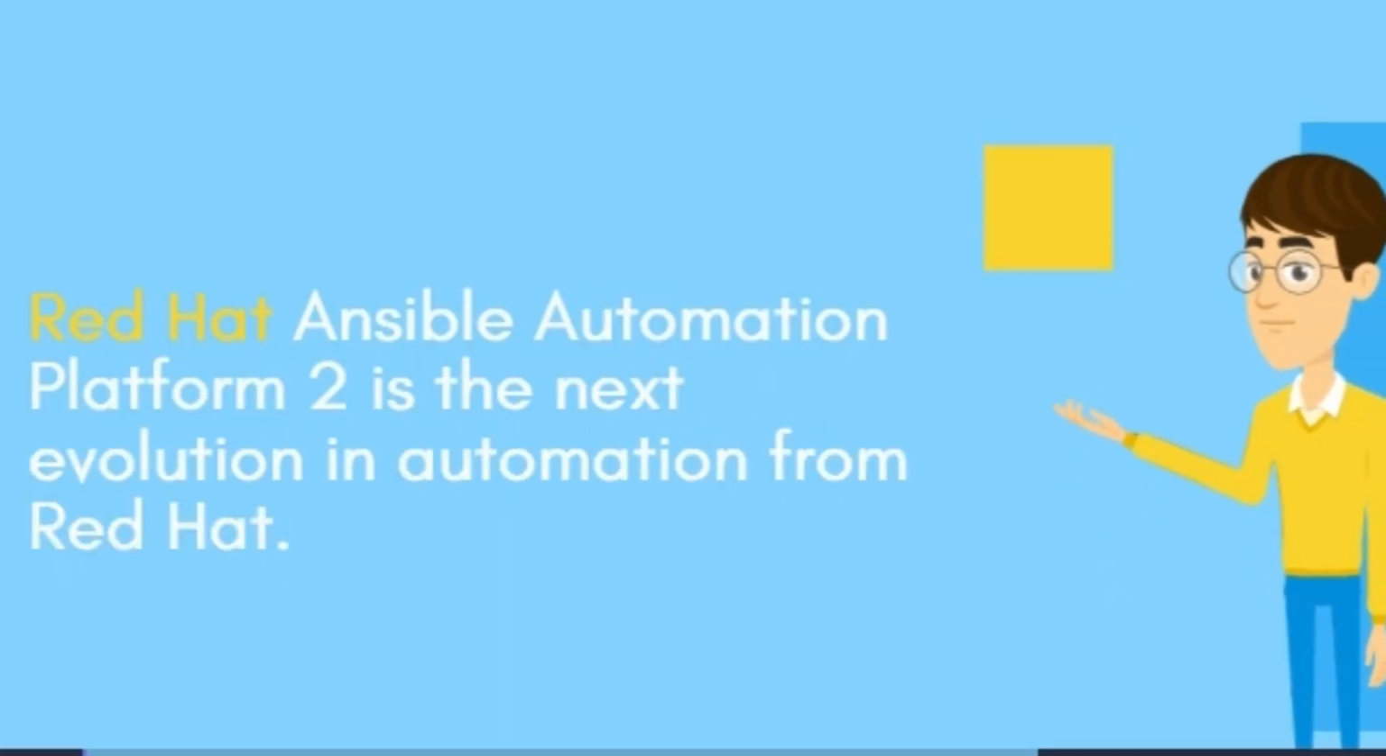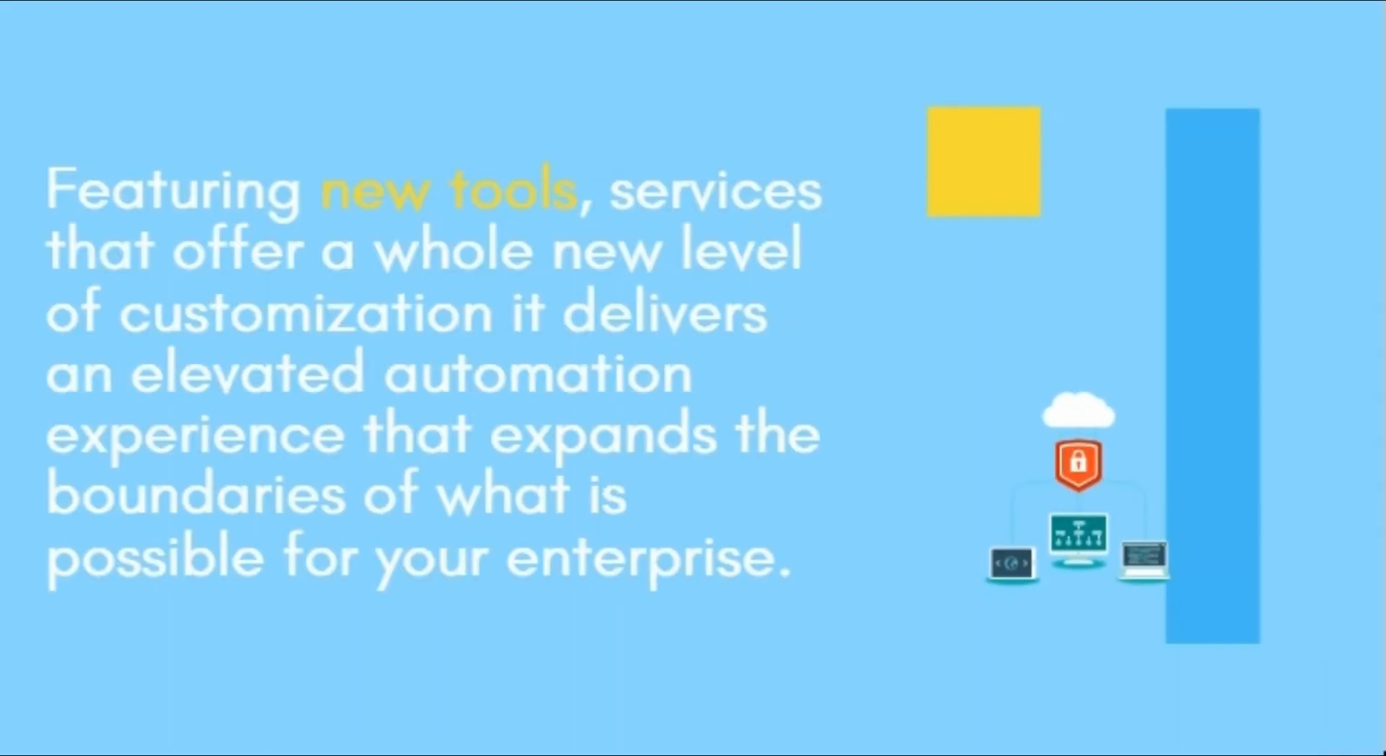Red Hat Ansible Automation Platform 2 is the next evolution in automation from Red Hat. Featuring new tools and services that offer a whole new level of customization, it delivers an elevated automation experience that expands the boundaries of what is possible for your enterprise.